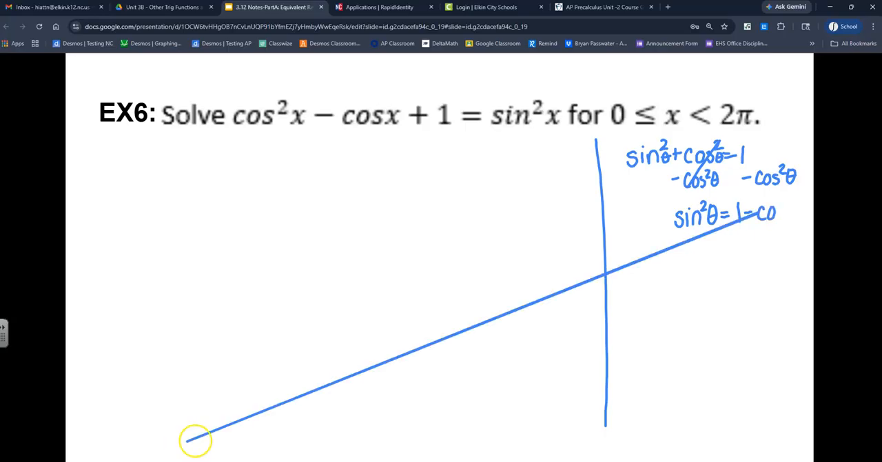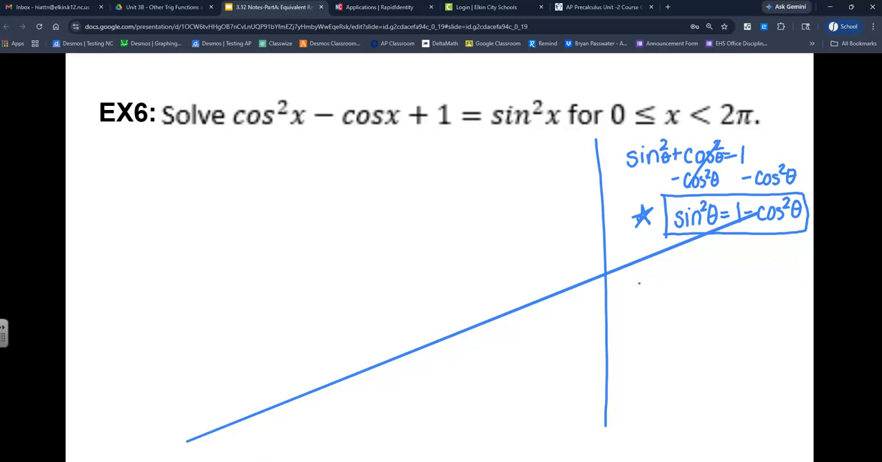is that statement still true? Sine squared theta equals 1 minus cosine squared theta. It should be, right? I just subtracted something from both sides. That's a legal math move. This is also a fact. It's not a separate identity because it just comes from the Pythagorean identity. But sine squared equals 1 minus cosine squared.